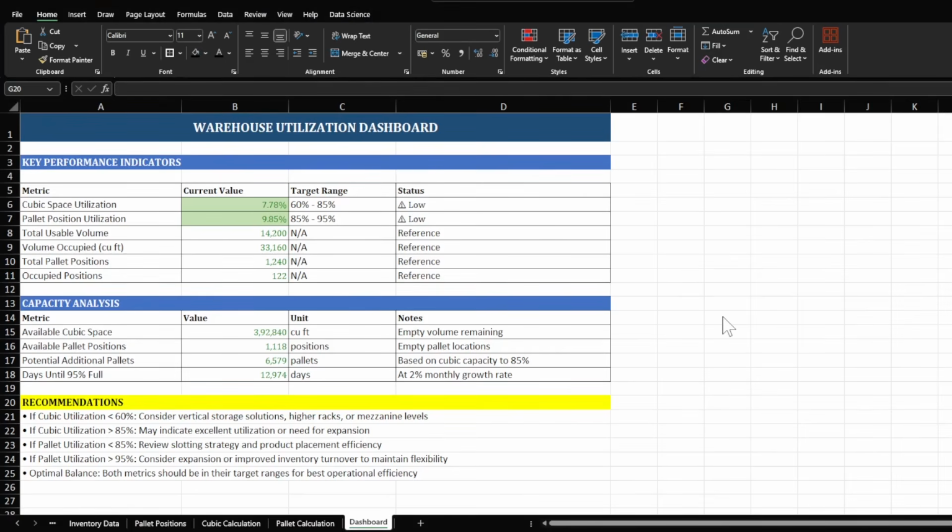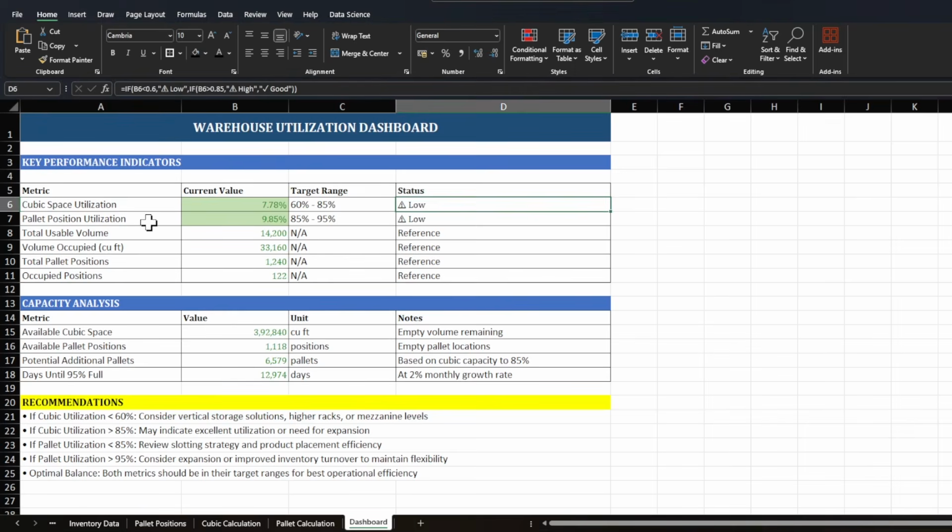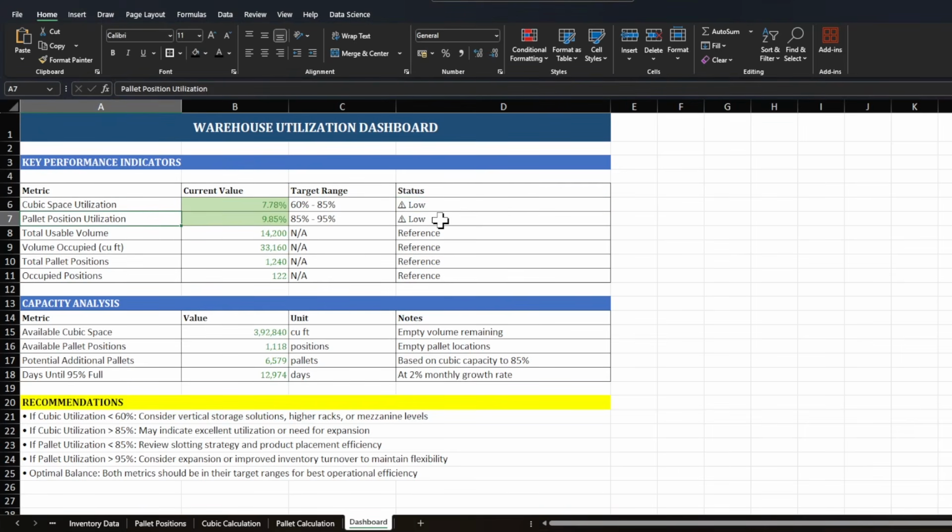Today we are going to discuss how to calculate warehouse capacity utilization or space utilization. We will be creating this actionable dashboard in which you can get the cubic space utilization and its status, the pallet position utilization and its status. You will also get some capacity analysis, like how much available cubic space and how many available pallet positions.